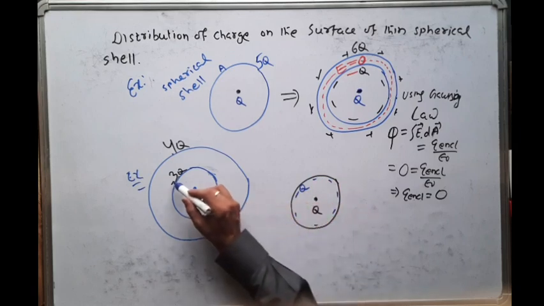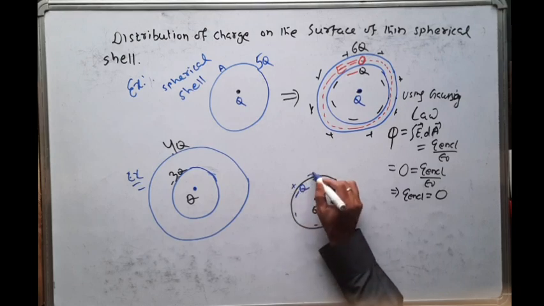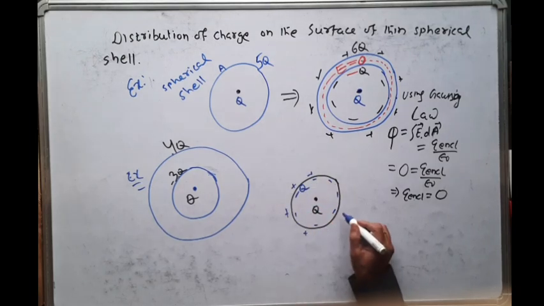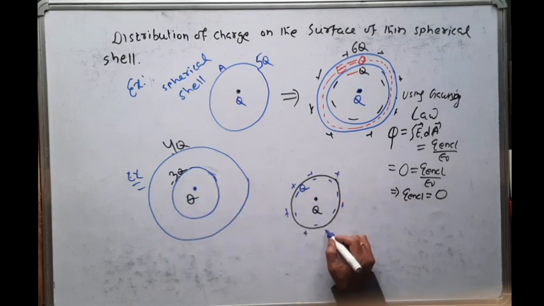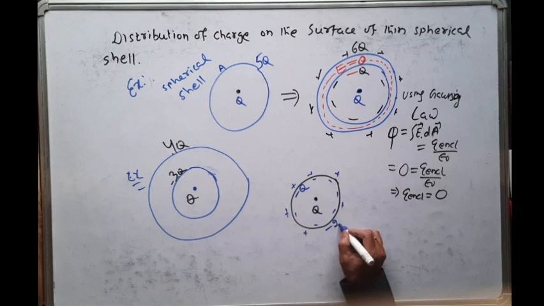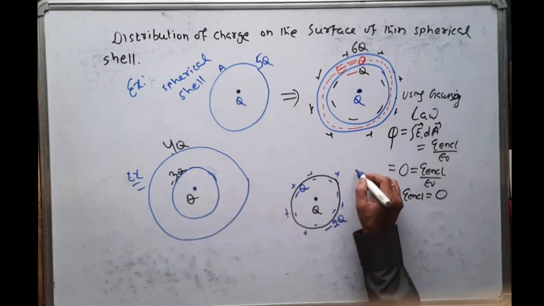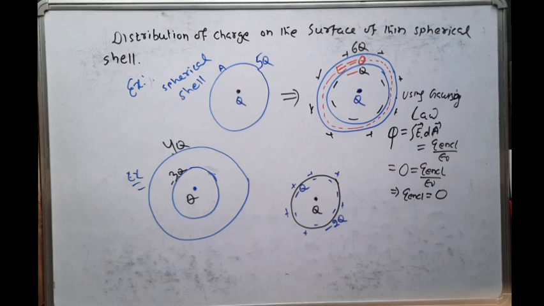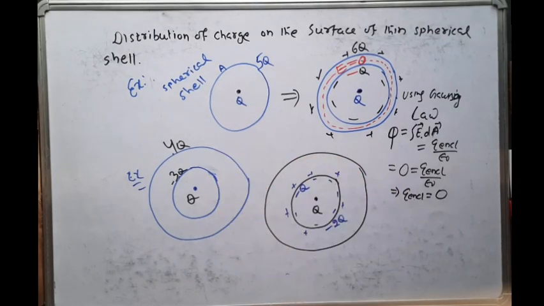But what is the total charge here? Minus 3Q. So here minus Q. So now what must the total charge be? The total charge must be minus 3Q. This is already minus Q. So now on the outer surface of this sphere, the charge distributed will be minus 2Q. So this minus 2Q, this minus Q, total is minus 3Q. But what is the charge distributed on the inner surface of the outer sphere?